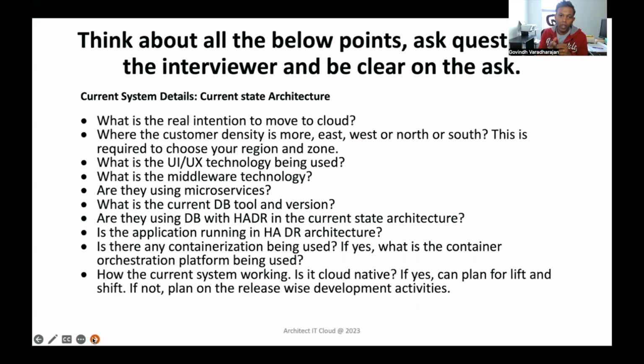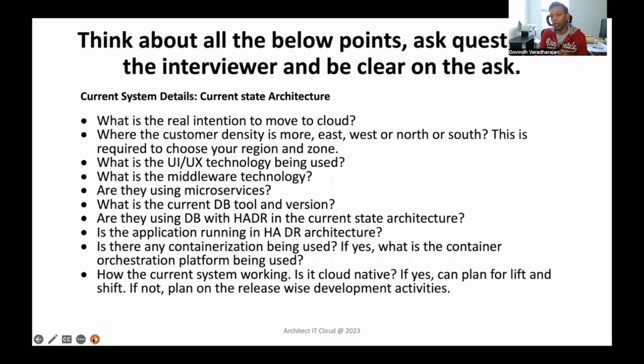And what UI and UX technology is being used, and whether those UI and UX technologies are cloud native, you need to work on that to make it cloud native. So you must ask this question. And also what middleware technology is used in the application, the legacy application. If it is not a cloud native application, then you may need to work on first converting that application to a cloud native application, then push it into the cloud, right? And also if they are using microservices, that is easy, right?